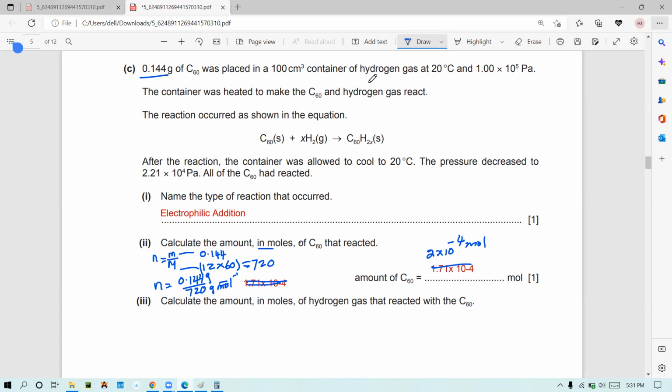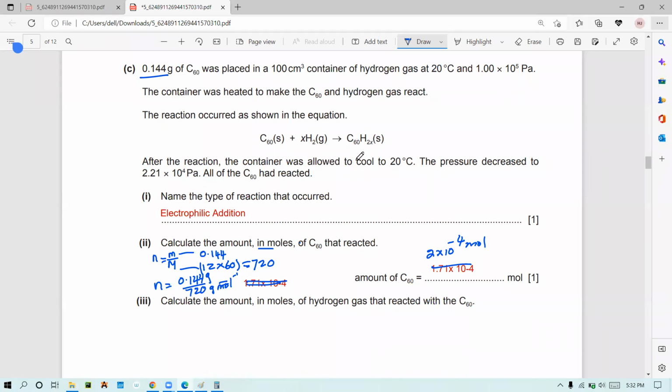The question tells that this C60 was added into hydrogen. Container volume is given, temperature is given, pressure is given. If you know the volume, temperature, and pressure, we can find out the moles of hydrogen gas. Once the reaction is over, again the same parameters have been given. Volume is there, temperature is there, pressure is there.